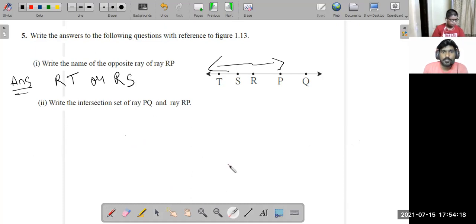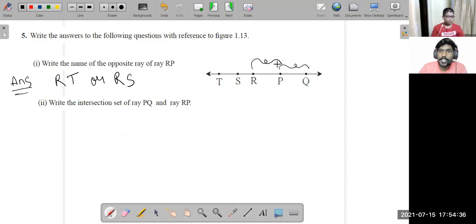Second one, write the intersection set of ray PQ and ray RP. Which is the point in the intersection, or in simple words, which is the point in common to both of them? P. So it is P.